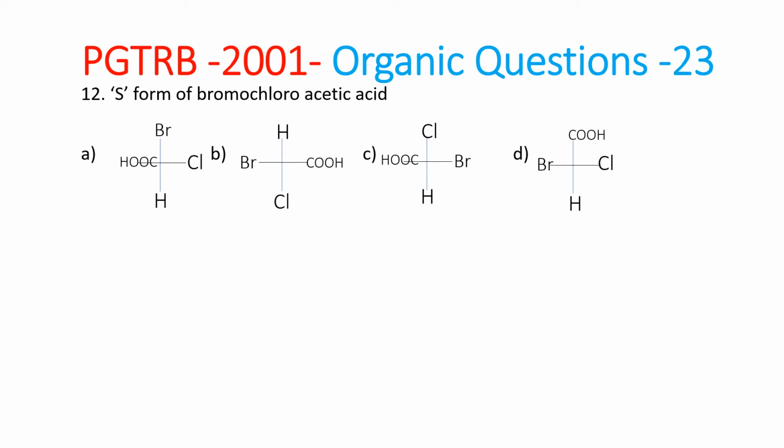Today we are going to see PGTRB 2001 organic questions. 23 questions are there. In that, the 12th question is the S form of bromochloroacetic acid. This is the bromochloroacetic acid. Okay. The S form we need to find out. See all the four structures and we need to try it.